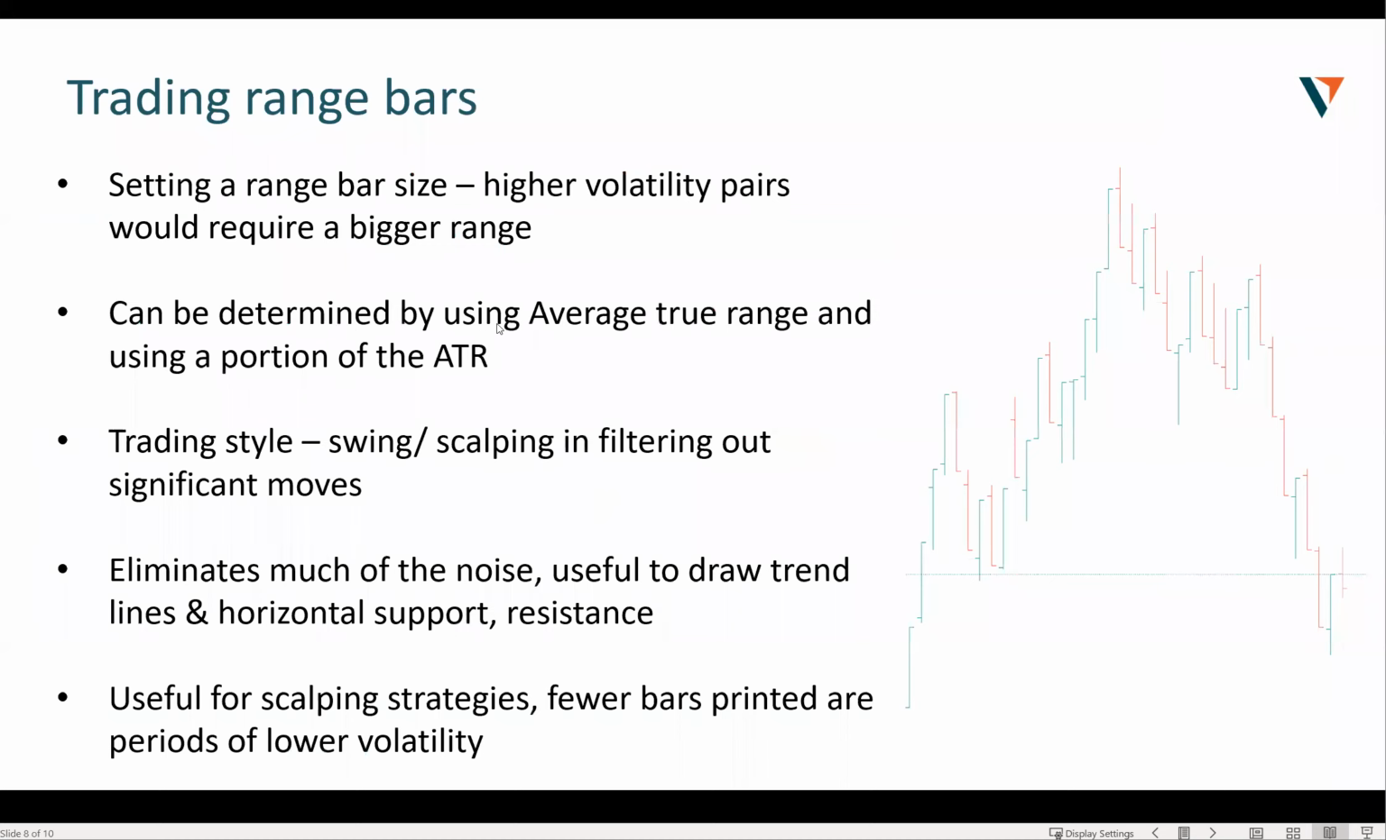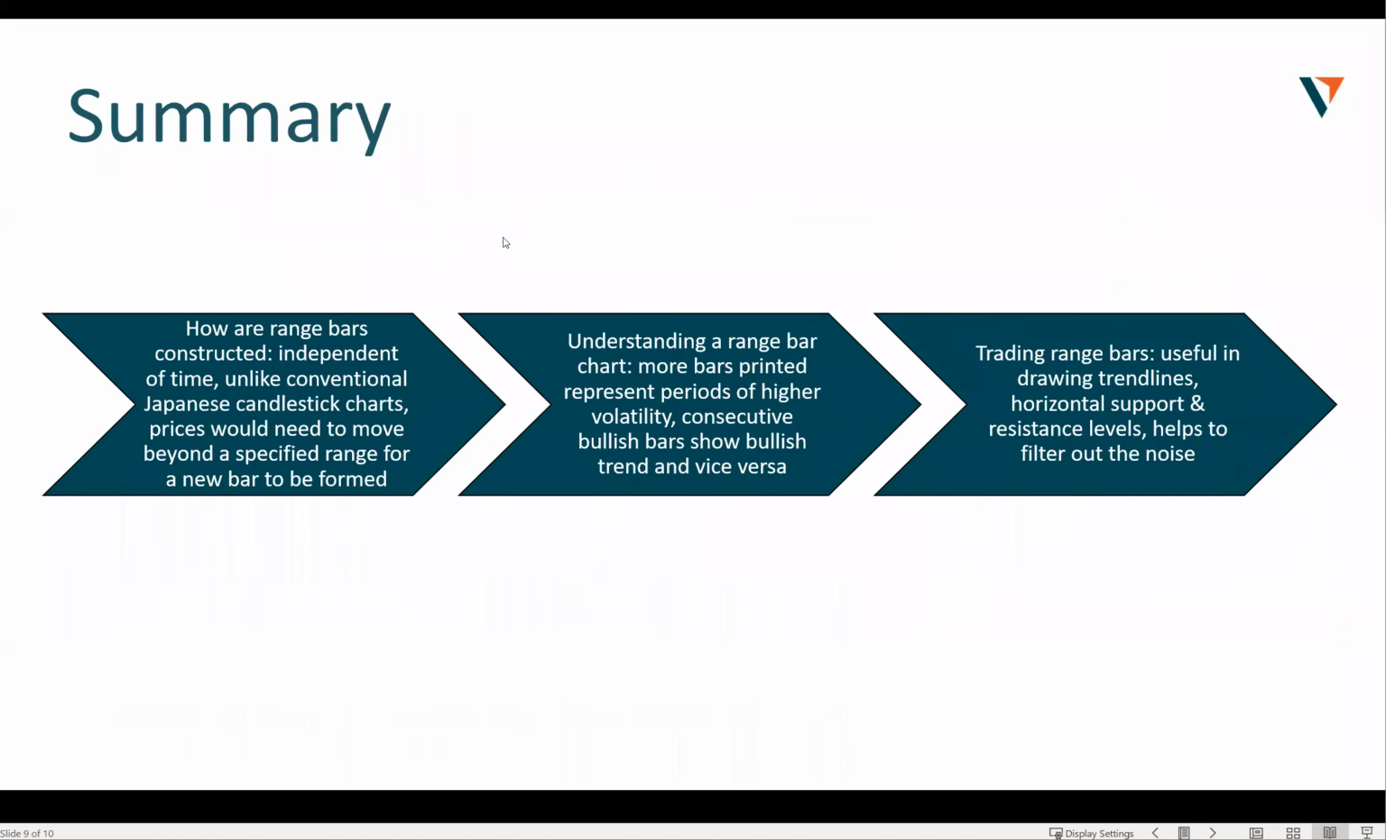Okay, so in summary, what we have covered so far, right? We take a look at how range bars are being constructed. The most important point to take away from here is that unlike Japanese candlestick charts, range bars are constructed independent of time. They are constructed based on our specified price movement. So if you want, for example, a specified range of 10 pips, which means that price has to move beyond that in order for a new bar to be constructed.